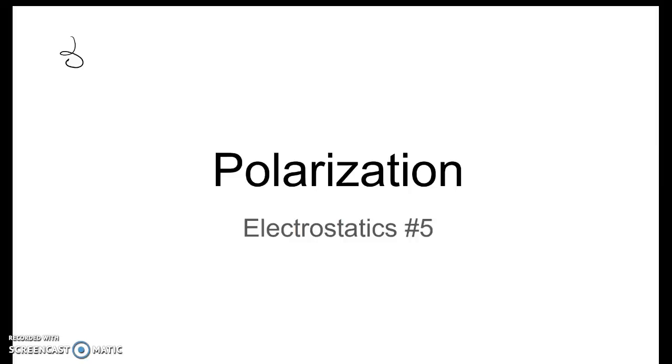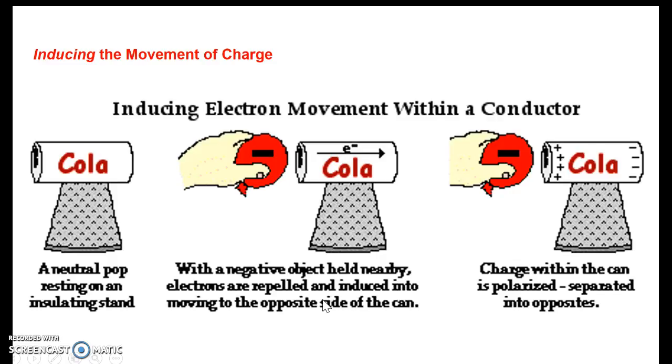All right, our next topic of conversation is polarization, what it is. Polarization can be used to change the movement of the electrons, and we can do that by inducing a movement of charge. So here's an example.